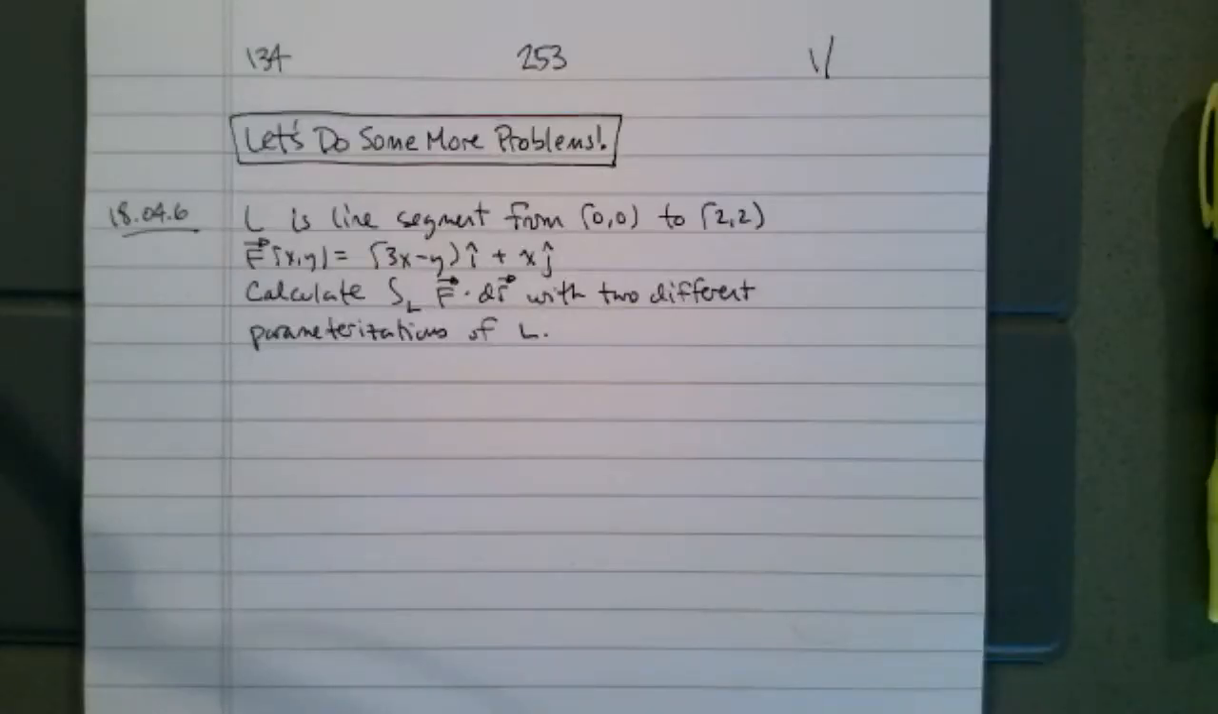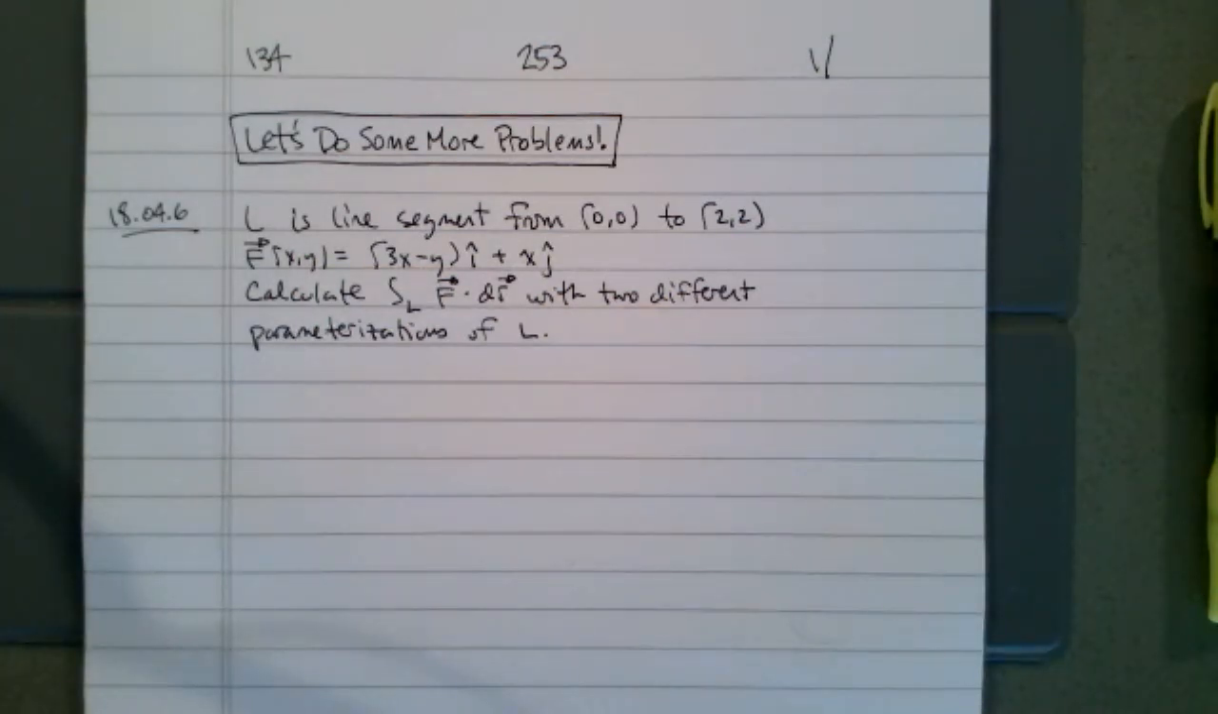In an amazing turn of events, I remembered that I'm supposed to do chapter 18, section 4, problem 6 before I started talking about flux integrals. And so here is chapter 18, section 4, question 6. L is the line segment from (0, 0) to (2, 2), and the vector field is (3x − y) i + x j.